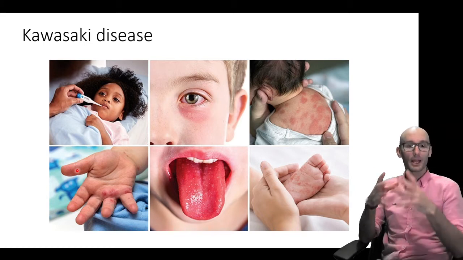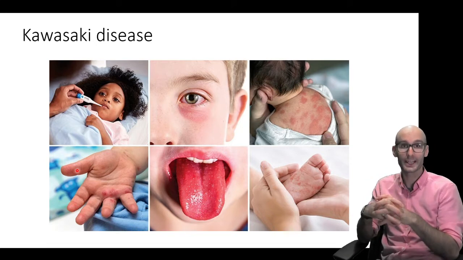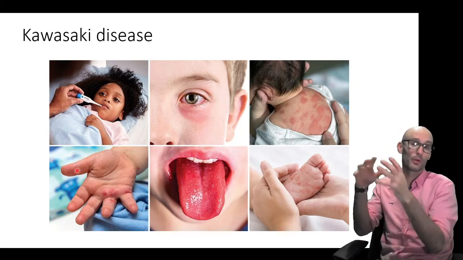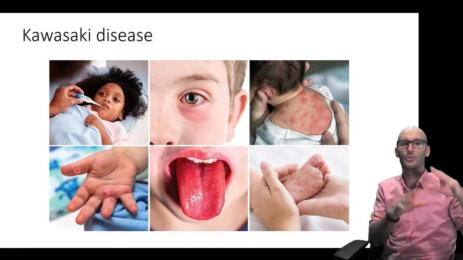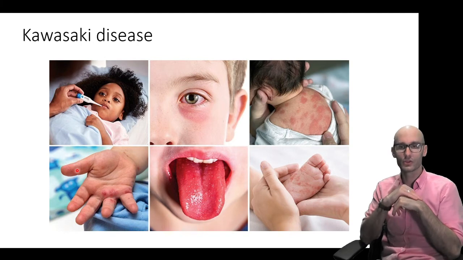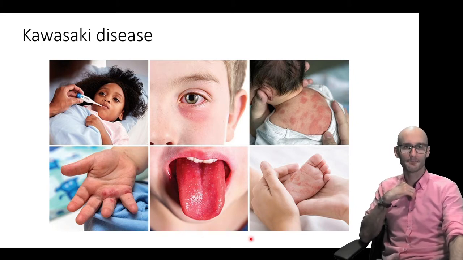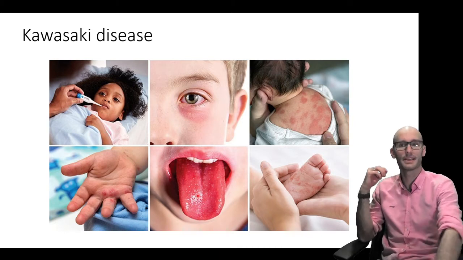Now, this is a blood vessel inflammation and clotting disease that normally happens in children, and we don't normally associate it with SARS-CoV-2, with respiratory infections, but we are seeing it in SARS-CoV-2. SARS-CoV-2 is inducing Kawasaki disease in children, which creates these blood clots and inflammation on small blood vessels, like out in their fingers, on their skin, and on their tongue.